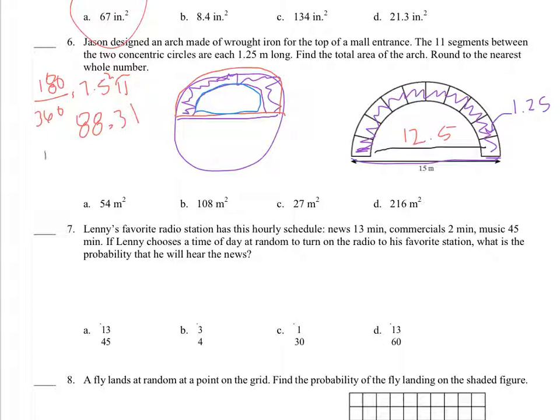So if I look for the area of my smaller one, it's going to be my radius here. So again, 180 over 360, with my radius here going to be 6.25 because it's 12.5 divided by 2, times pi. If I did that, that's roughly about 61.33. So we do 88.31 minus 61.33. This is to round to the nearest whole number. I get 26.98, so it's going to be 27. I'm going with 27 for my answer here.